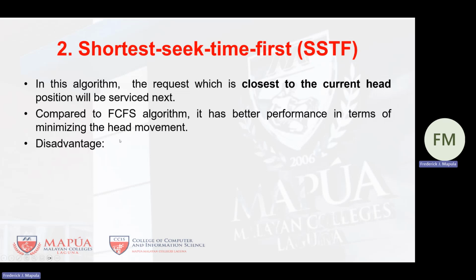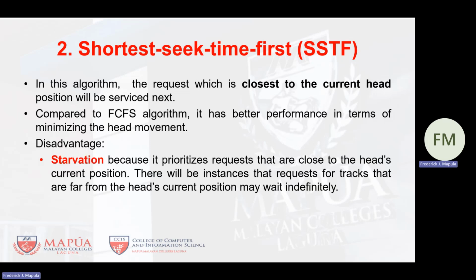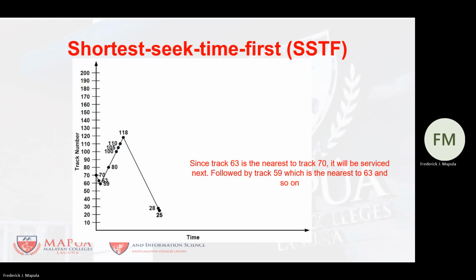What is the disadvantage of this? Starvation, because it prioritizes requests that are close to the head's current position. There will be instances where requests for tracks that are far from the head's current position may wait indefinitely. Okay? So this is its sample.